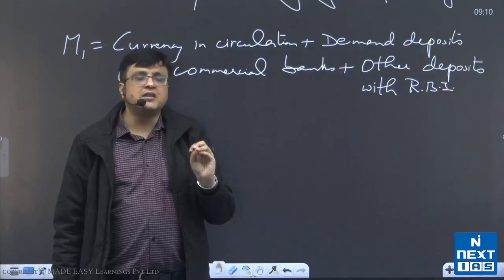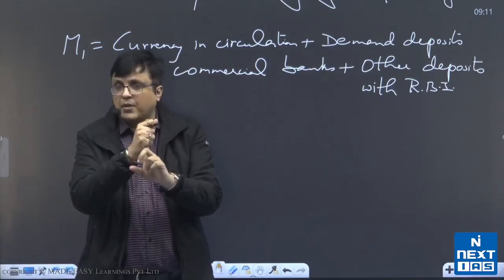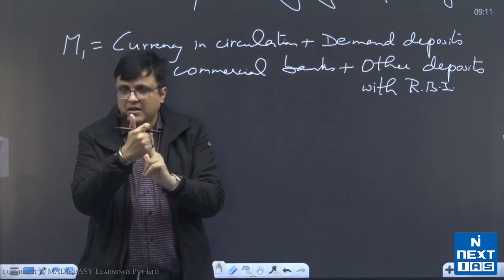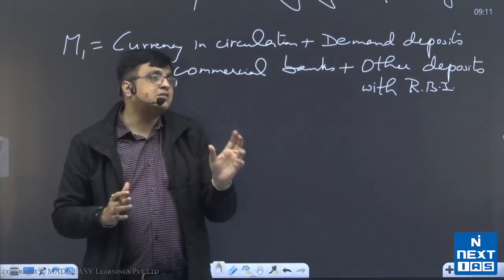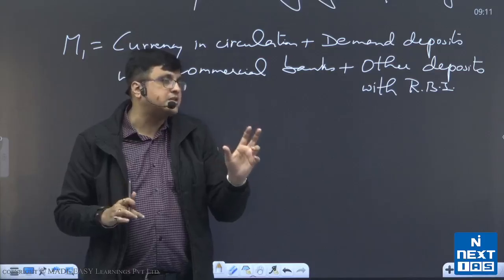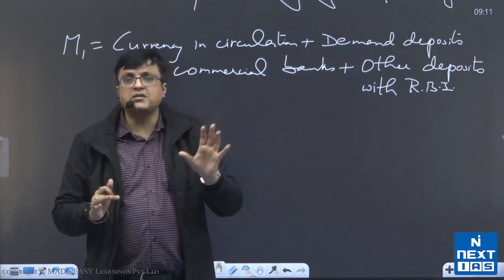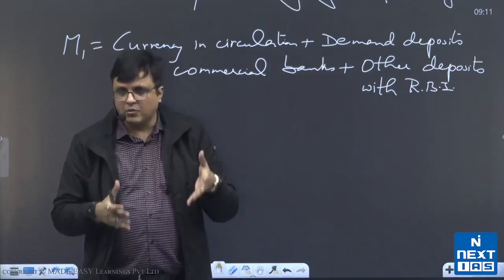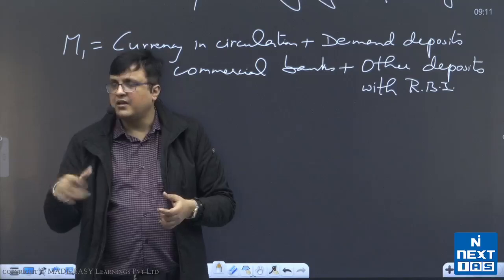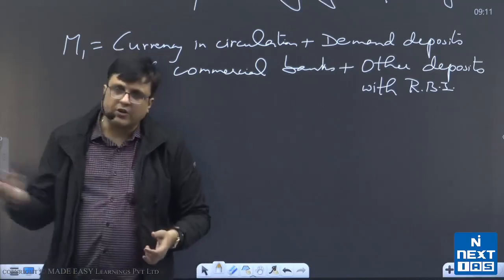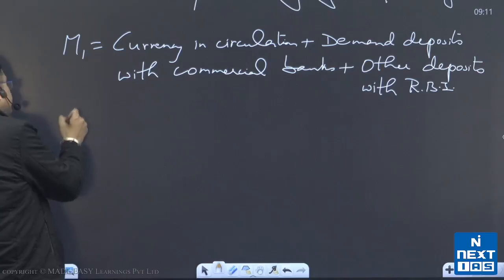अब एक बात समझिए, ये सारी चीजें जो हमने की, कैश इन हैंड, सॉरी डिमांड डिपॉजिट्स, other deposits with RBI, they are freely withdrawable, right? All of them. So it is called the most liquid measure of money supply. ये money supply का वो measure है जहाँ liquidity सबसे ज़्यादा है. It is that measure of money supply which has the highest liquidity. You can withdraw immediately any of this amount. Then came M2.